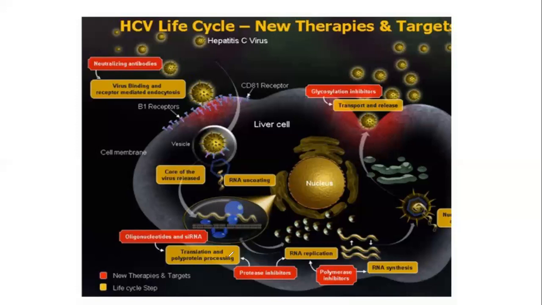After the synthesis of polyprotein, they go for RNA replication and RNA synthesis, and then again they go for assembly along with the polyproteins, and then they come out. So this is how they replicate.